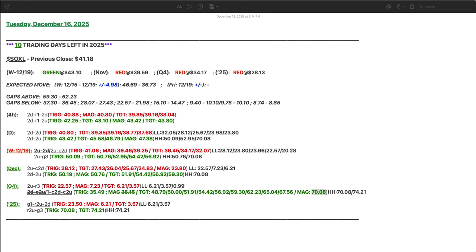So that's what we've got for today's video. Those are your triggers and targets for everything ranging from a scalping perspective all the way up for the 1 year chart.